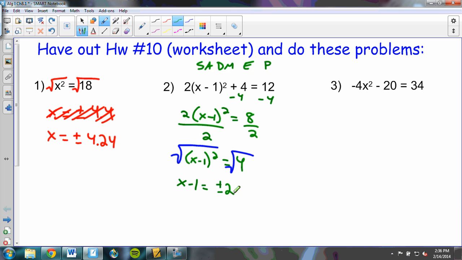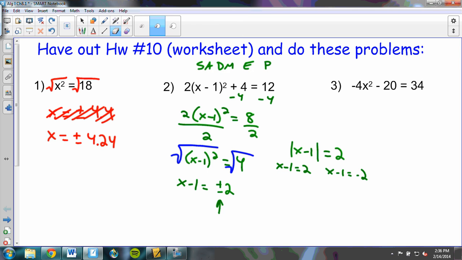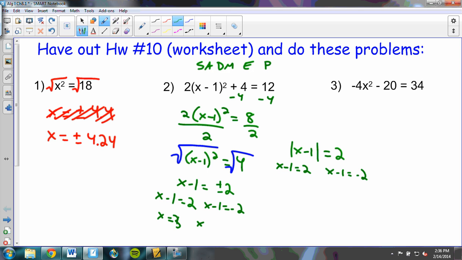And now this is just like an absolute value problem. Remember we got something like this when we did absolute value? We'd make two equations, a positive one and a negative one. Well, here I have a positive and a negative equation again. So I'm just going to make a positive equation and a negative equation and solve both of them. x minus 1 equals 2, x minus 1 equals negative 2. So x equals 3 and x equals negative 1.